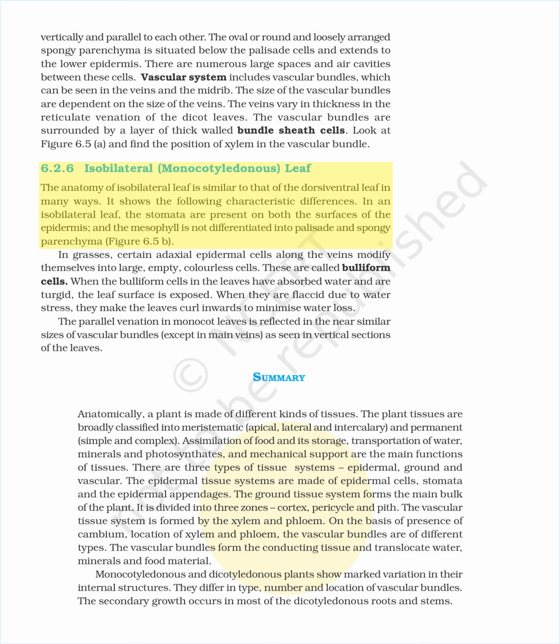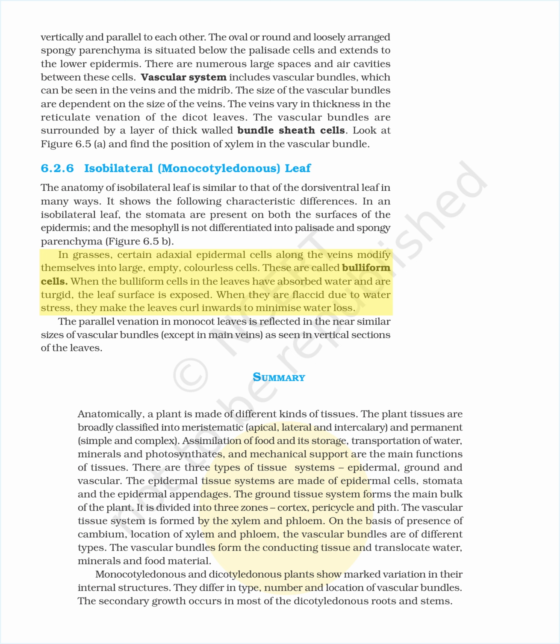6.2.6 Isobilateral, monocotyledonous, leaf. The anatomy of isobilateral leaf is similar to that of the dorsiventral leaf in many ways. It shows the following characteristic differences. In an isobilateral leaf, the stomata are present on both the surfaces of the epidermis, and the mesophyll is not differentiated into palisade and spongy parenchyma, Figure 6.5b. In grasses, certain adaxial epidermal cells along the veins modify themselves into large, empty, colorless cells. These are called bulliform cells.